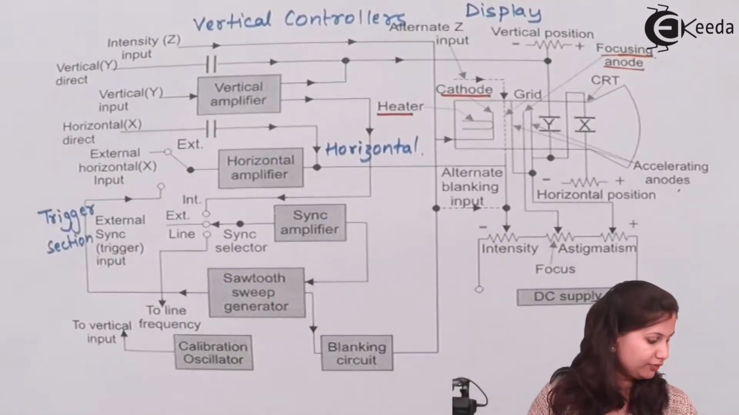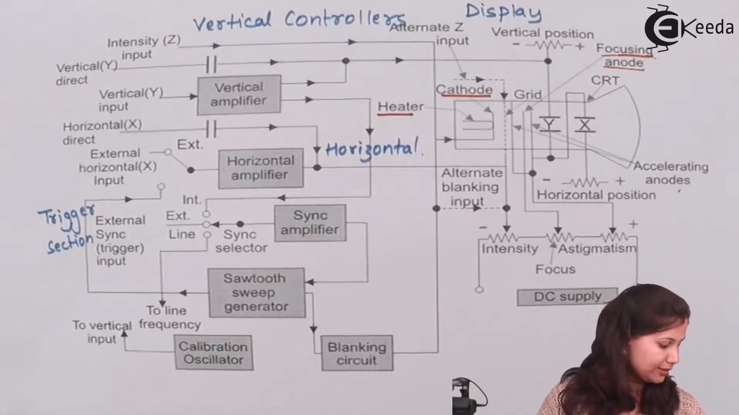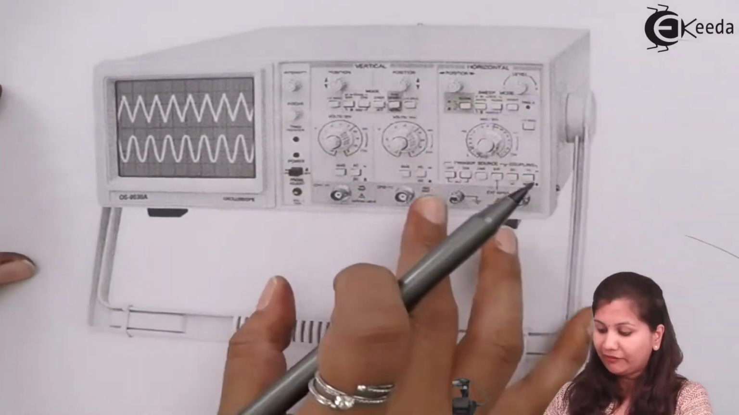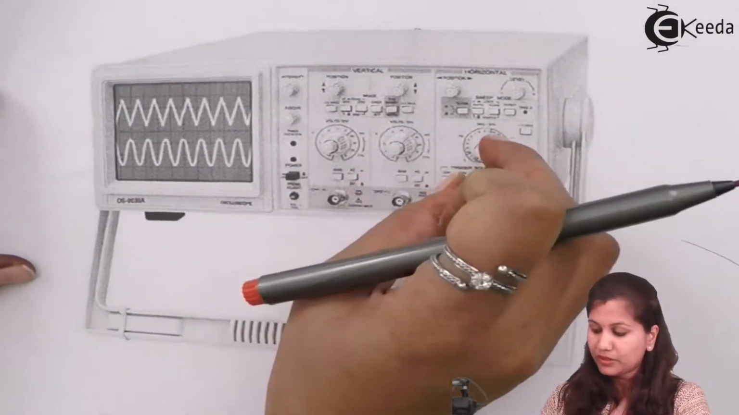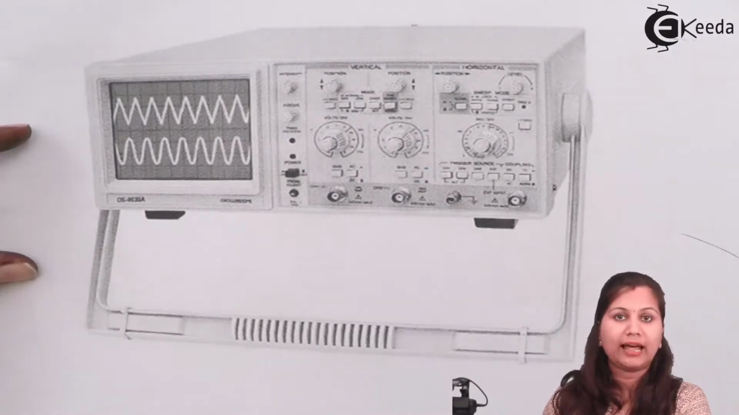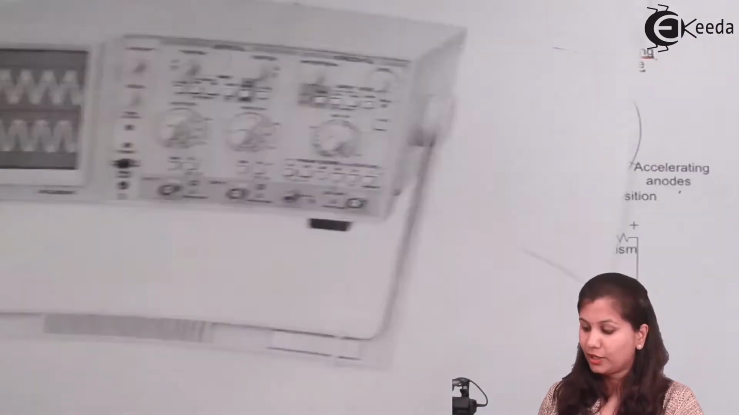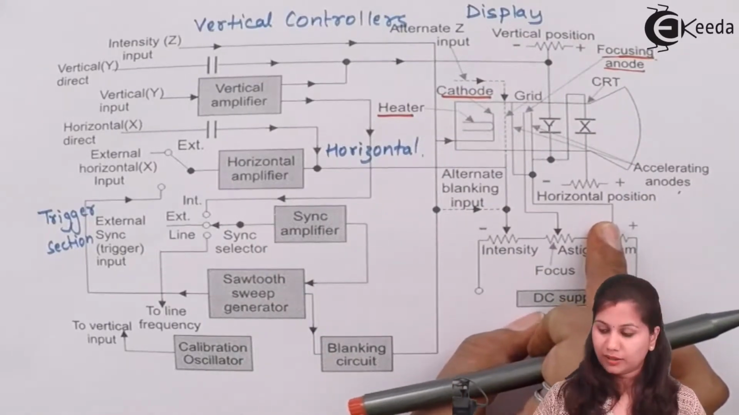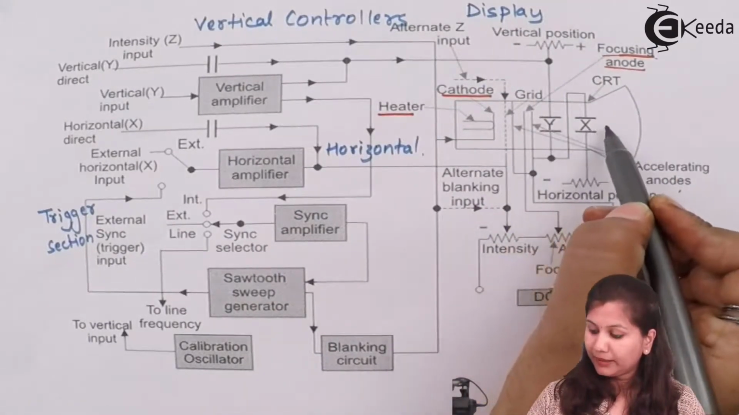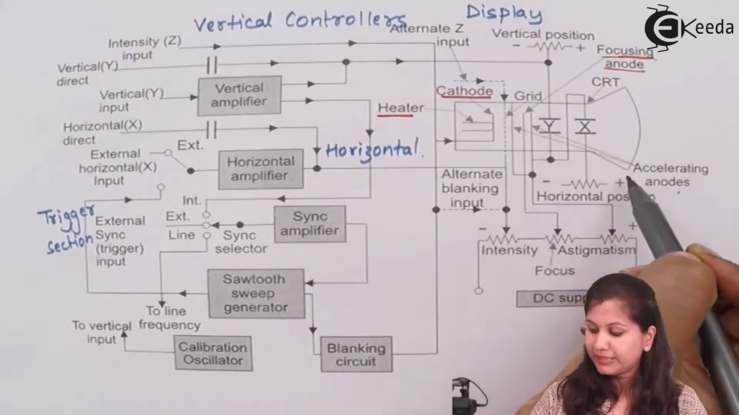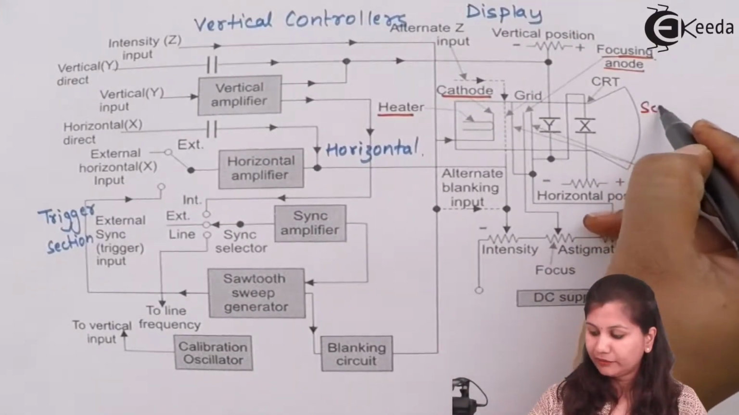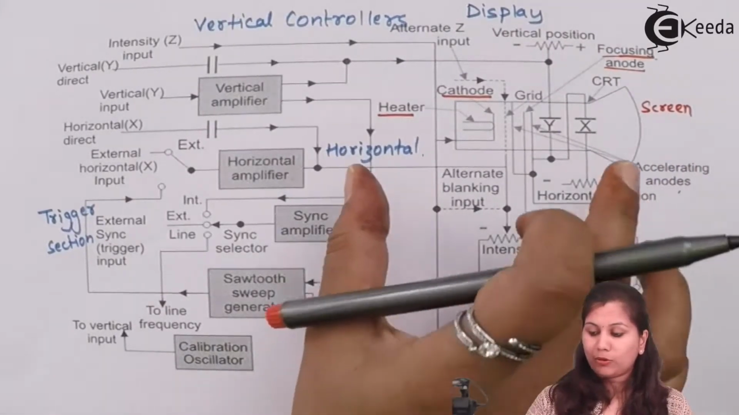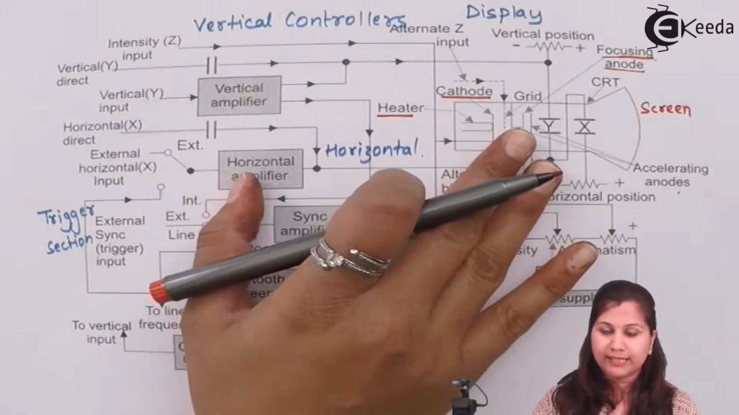So when we see the panel, that is the CRO, on the CRO panel we are having these knobs. These knobs are used to change the vertical and the horizontal positions. So these are the controllers, vertical controller and horizontal controller. After the waveform comes out, it will be displayed on this screen. Here we are having the screen. Okay, so that is about the display section of the CRO.